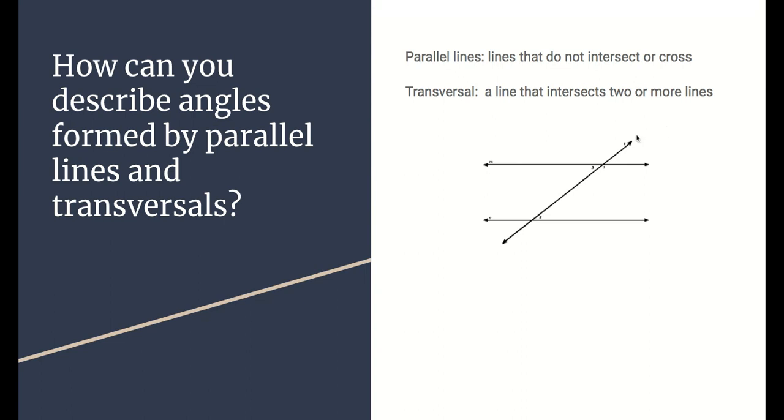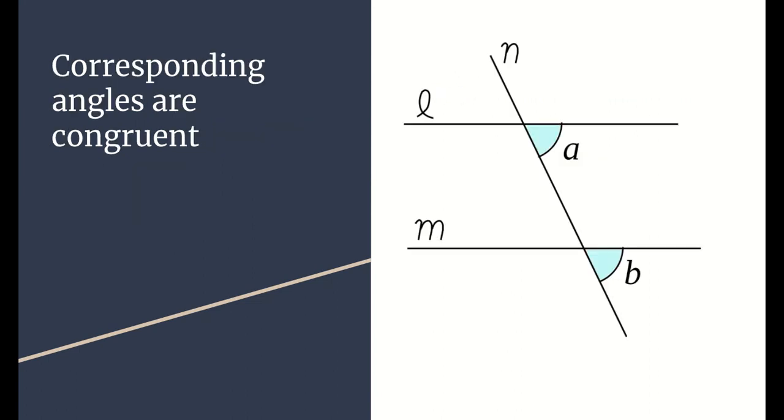Now, a transversal is this line here that intersects 2 or more of these lines. And in this case, it transects a set of parallel lines. So we're going to learn some special names that describe these angles that are formed when we have a transversal crossing 2 parallel lines. So corresponding angles are these blue angles right here.